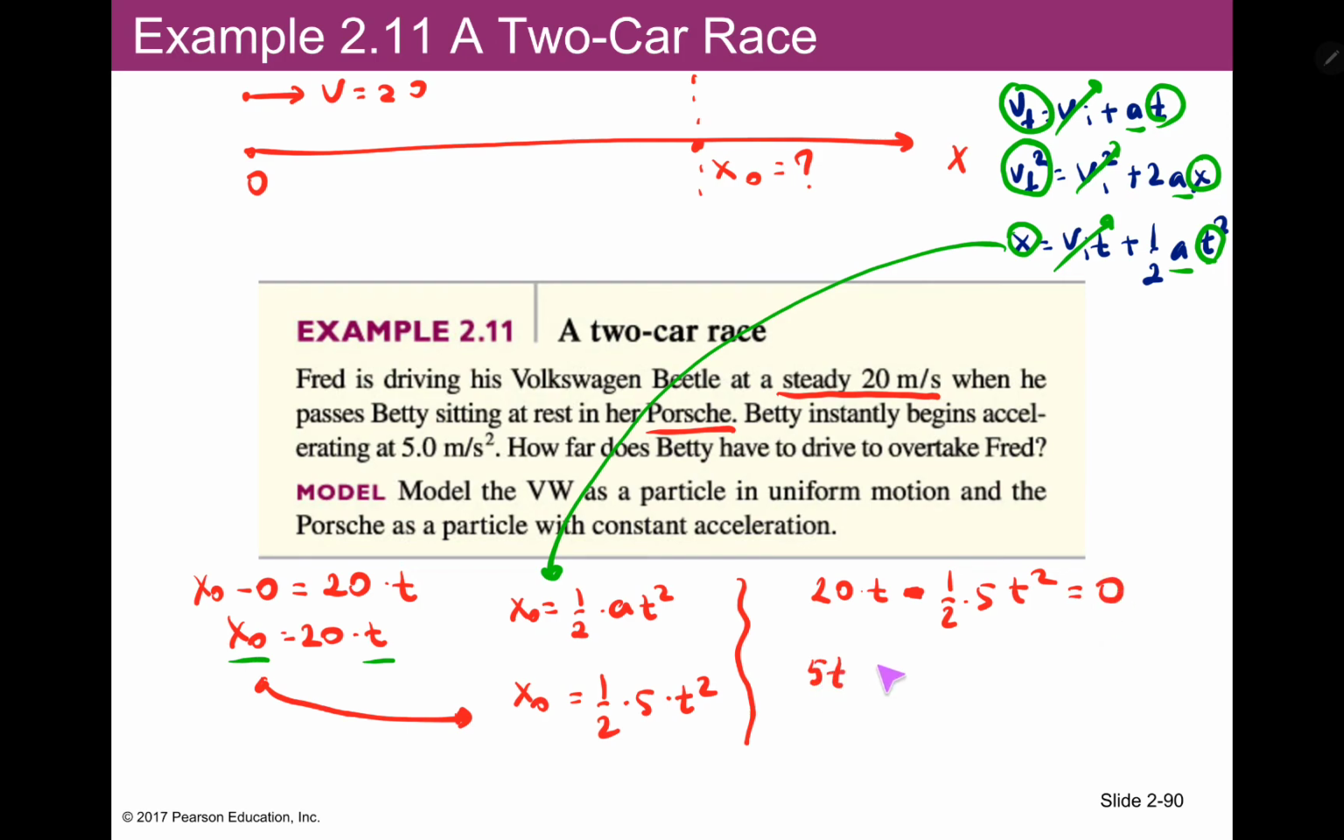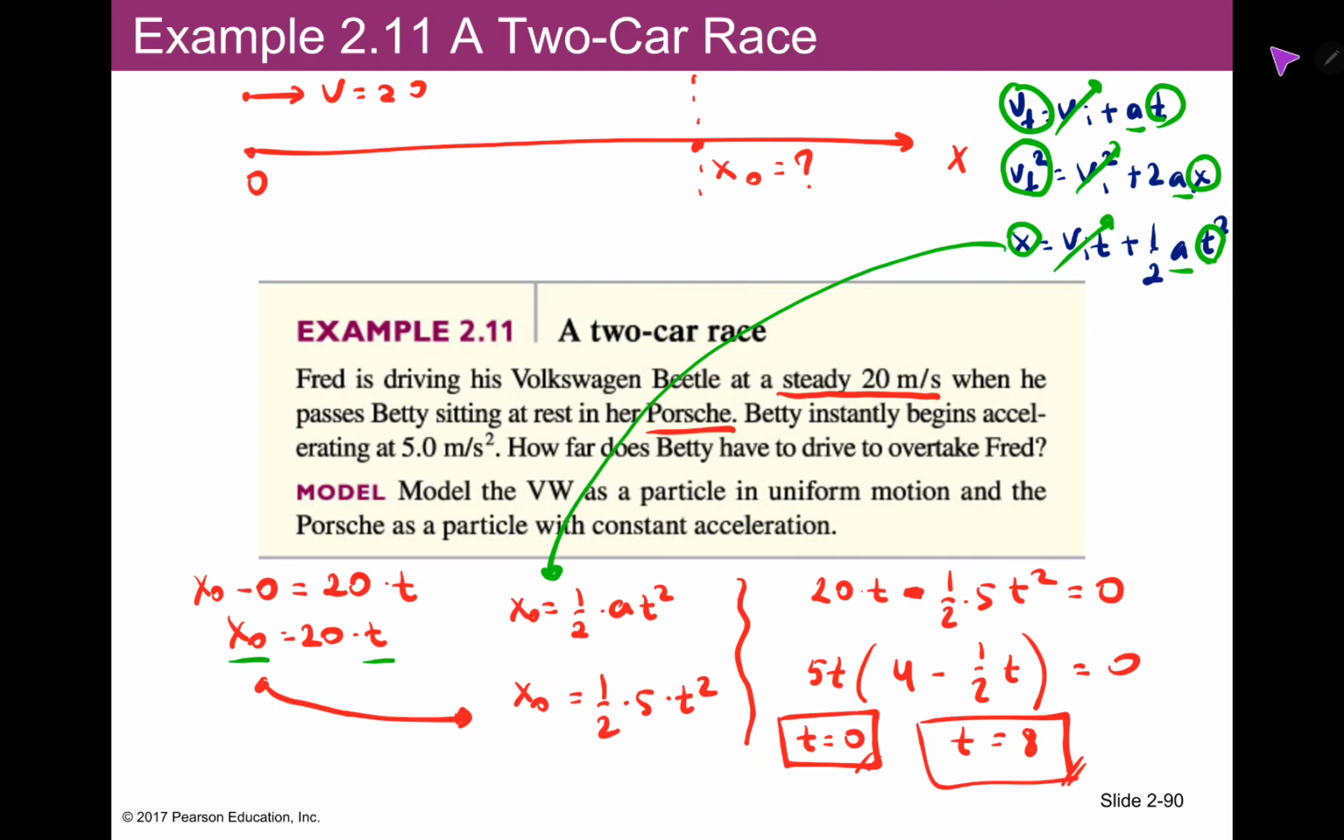So 5/2 t squared minus 20t equals 0. First answer, t equals 0. Second possible answer: this part should be equal to 0, so time should be equal to 8. Actually, both of these answers are correct. t equals 0 means at the beginning. At the beginning, they were at the same position, position 0. And the next time, after 8 seconds, they again will be at the same position. So after 8 seconds, Porsche will overtake the Volkswagen.